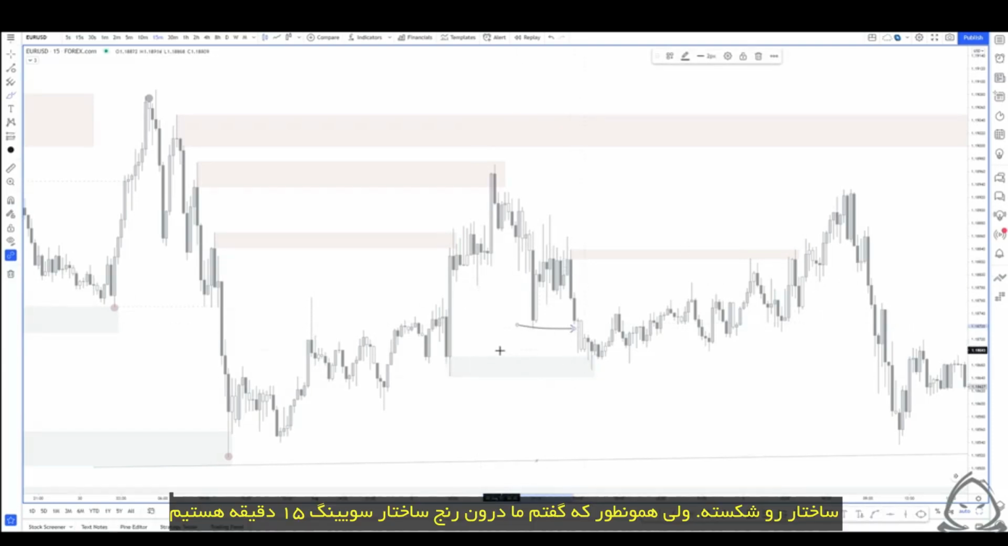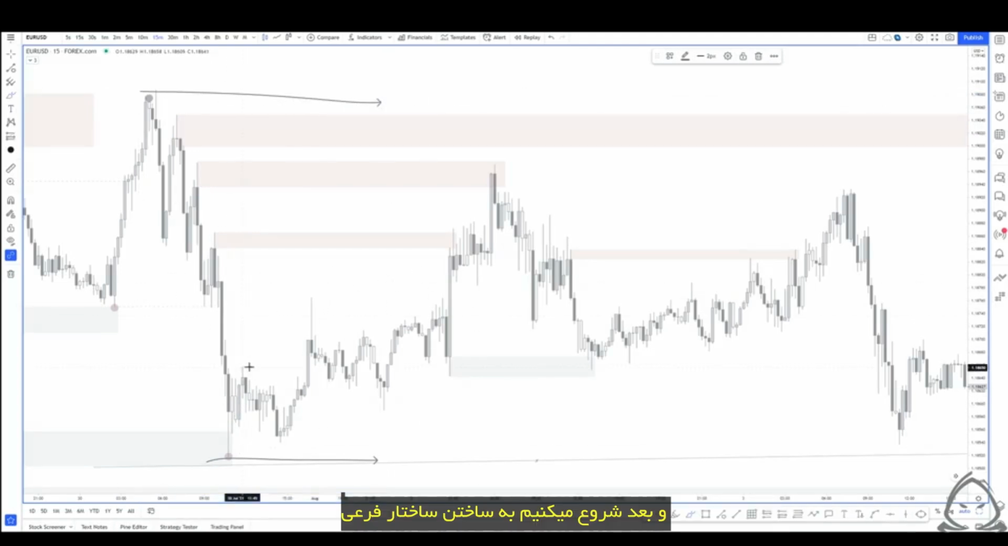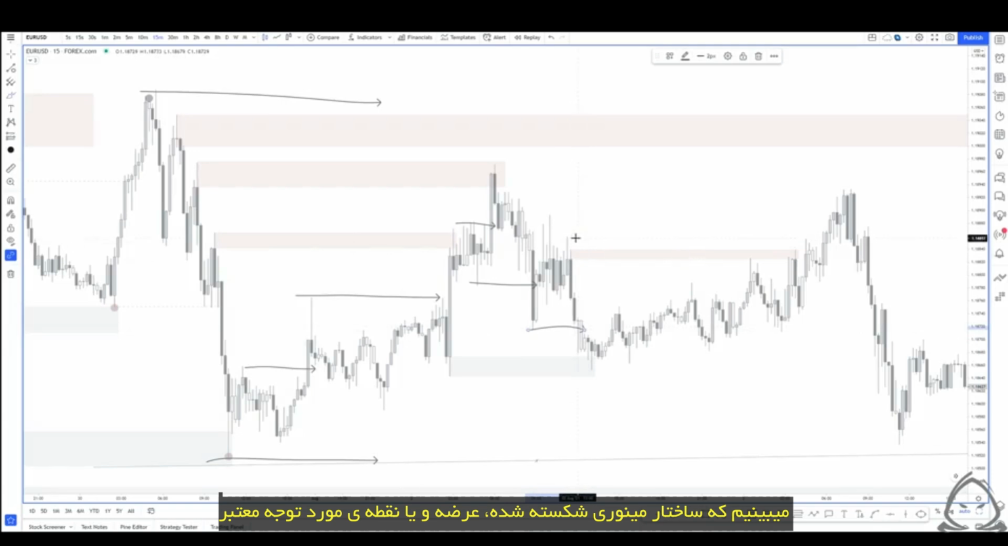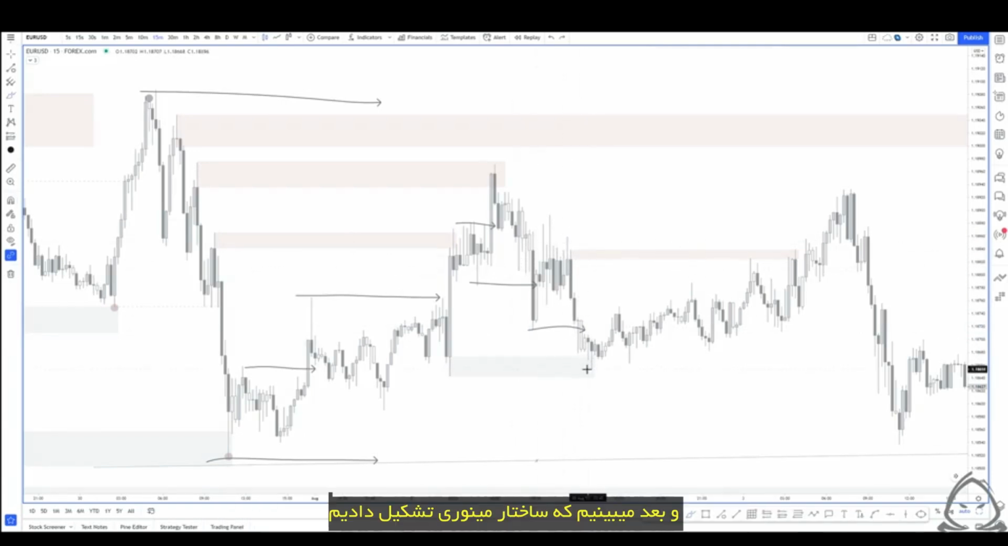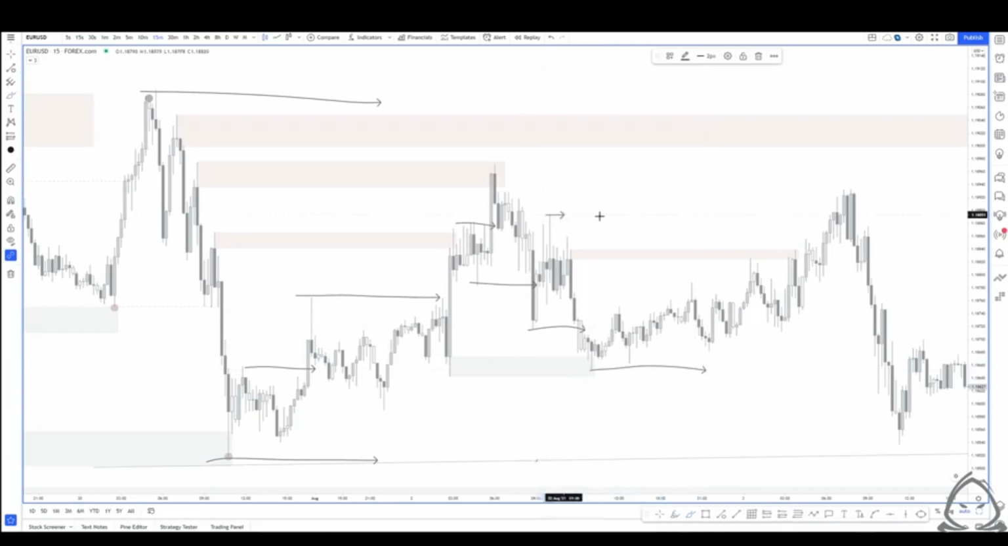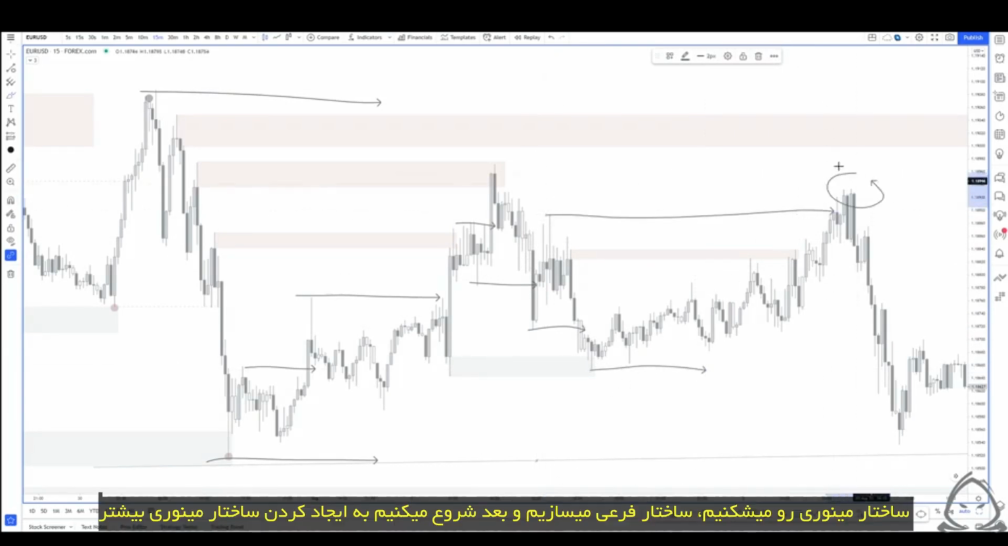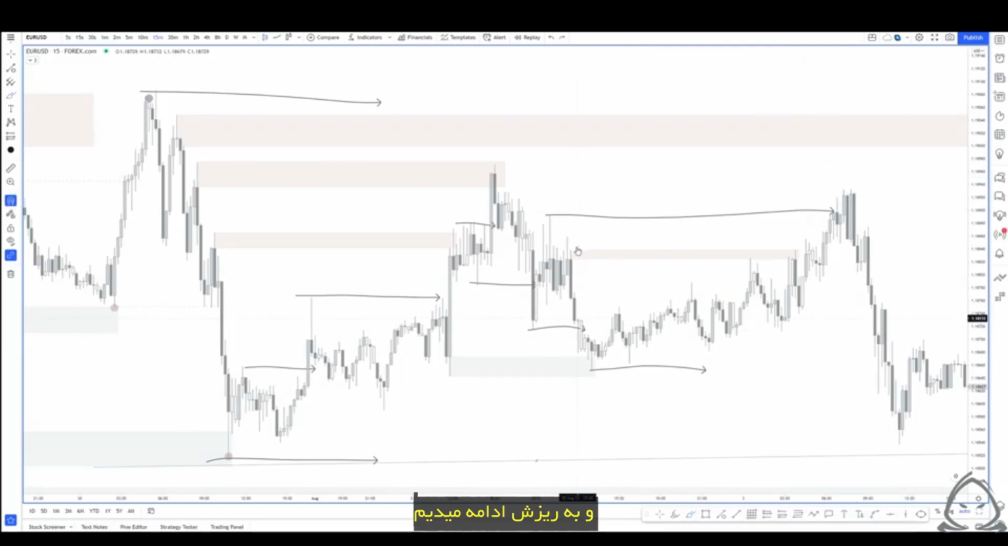It has broken structure. But of course, like I said, we're in this range of 15-minute swing structure. Then we start to create substructure. Now we're creating minor structure. We see a minor structure break, valid point of interest or supply zone. And then what we can see is we create minor structure, we break minor structure, we create substructure, and then we start to create more minor structure and continue dropping to the downside.